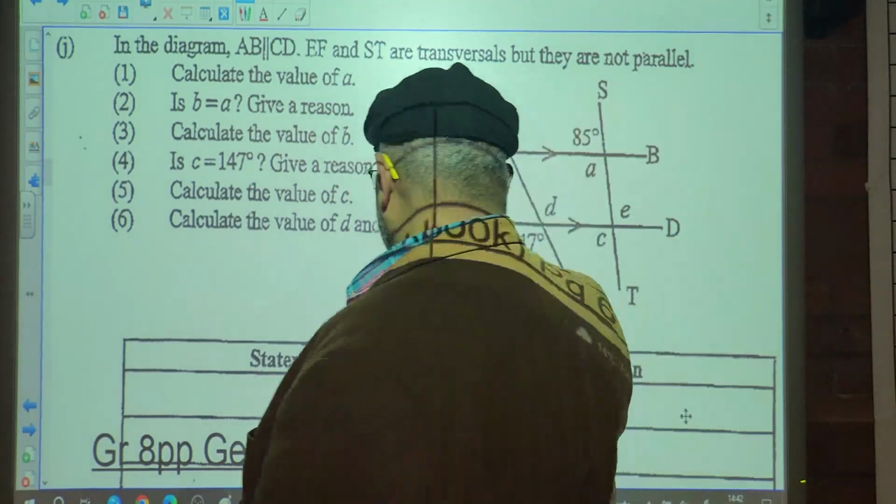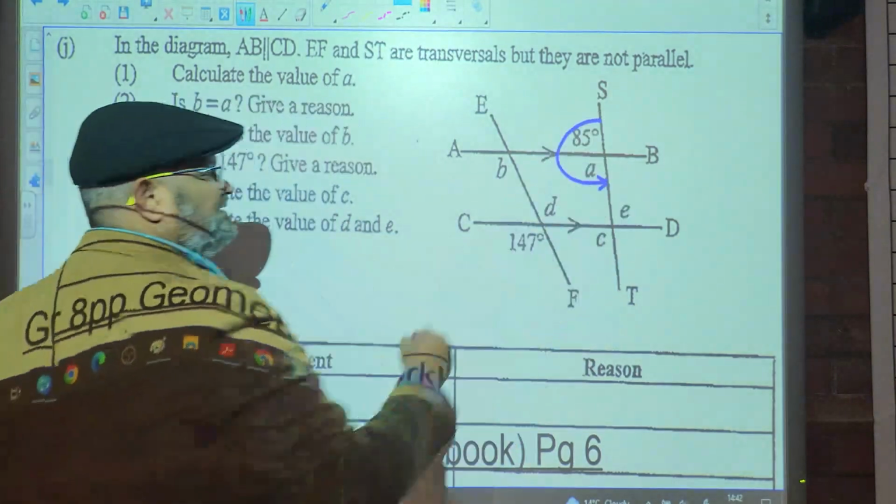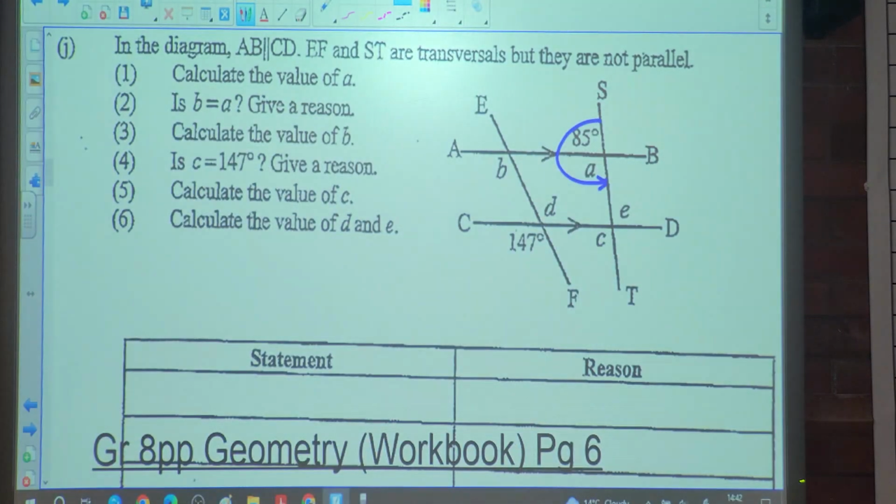Calculate the value of A. Now I'm going to calculate the value of A. Angles on a straight line.